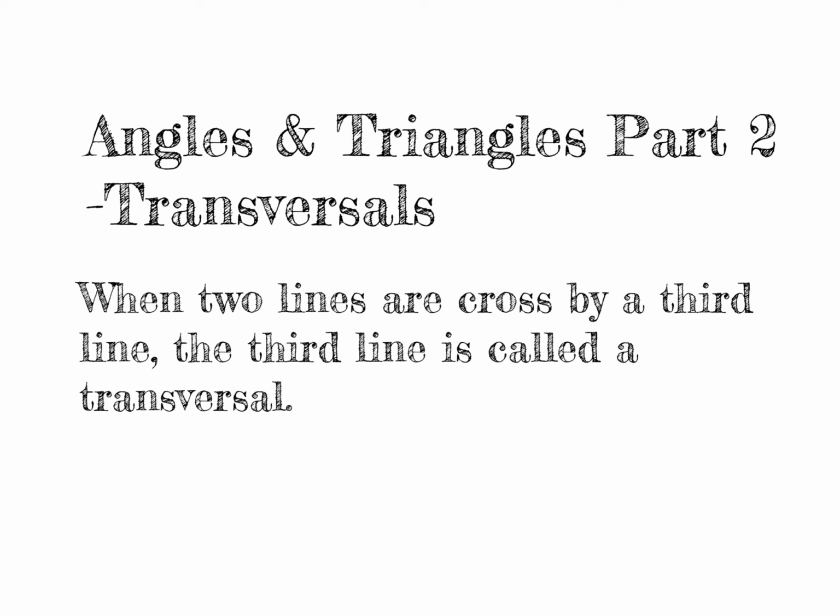So by definition, when two lines are crossed by a third line, the third line is called a transversal. There are a lot of different situations in which a transversal could occur. For our intents and purposes here in Math 7-8, we're going to see those first two lines modeled as parallel lines, and they'll be crossed by a third line that is not parallel.